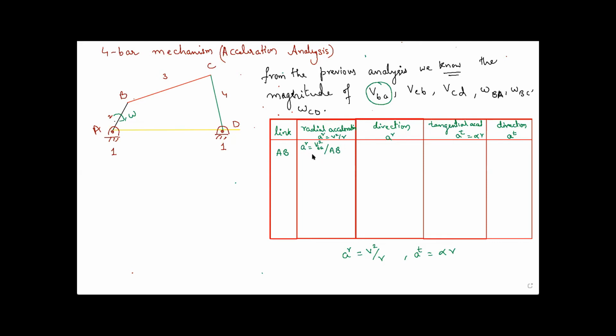So you can draw a fixed line. Magnitude is known. From the previous diagram, you can calculate. And then what is the direction now? To know the direction, you directly draw.